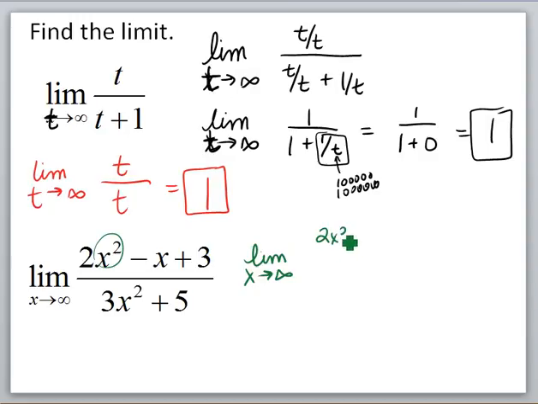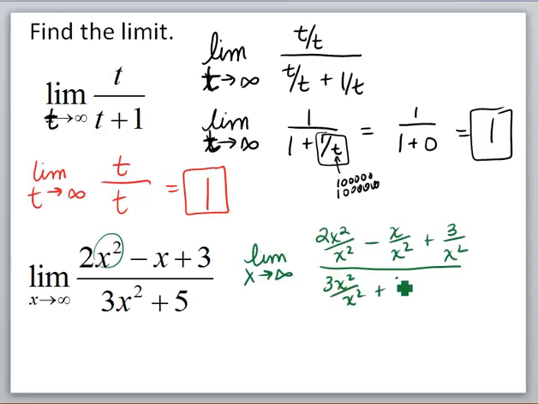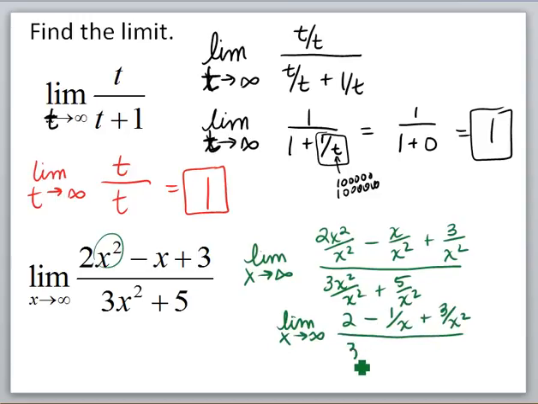So I've got 2x squared over x squared minus x over x squared plus 3 over x squared, all over 3x squared over x squared plus 5 over x squared. So now I have the limit as x approaches infinity of 2 minus 1 over x plus 3 over x squared, all over 3 plus 5 over x squared. And all I did was simplify each one of those.